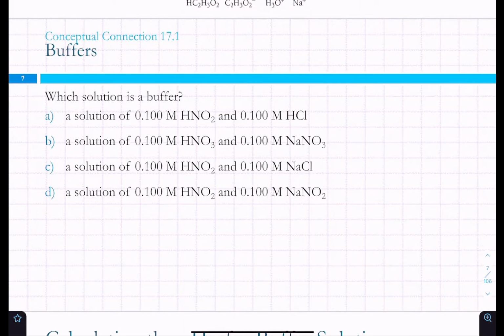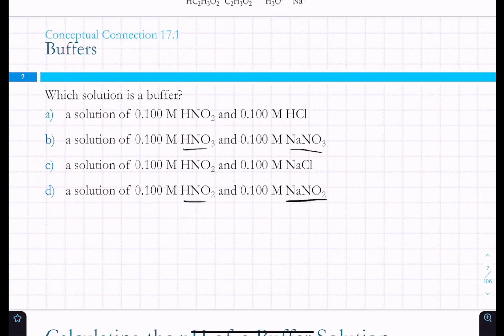Yeah, D. So we've got nitrous acid and nitrate, sodium nitrate. All of the rest of these, well, this is nitric acid and sodium nitrate, right? Strong acid. So the conjugate base of a strong acid is going to be pH neutral. And then this is nitrous acid, which is a weak acid, but then sodium chloride is just a strong electrolyte, has no effect on pH. Nitrous acid and hydrochloric acid is a weak acid and a strong acid, so that's just a lot of acid. So yeah, D is going to be the only one there that has a weak acid and its conjugate base.